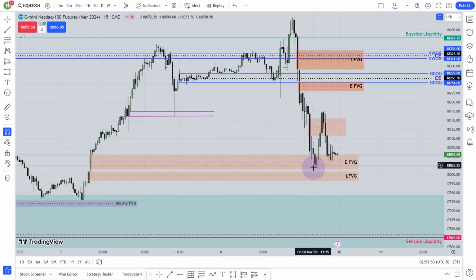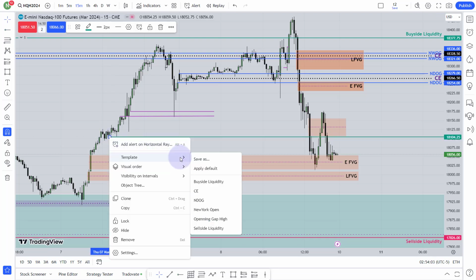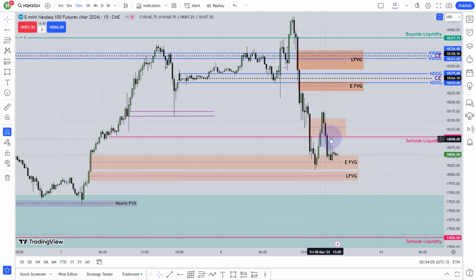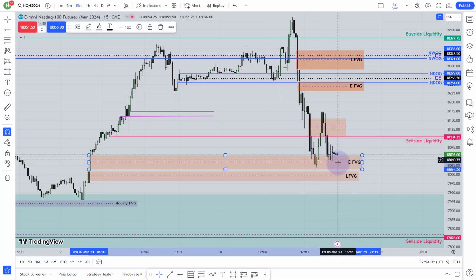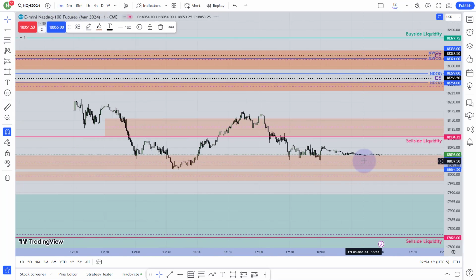Okay, so price came here and took the liquidity. I marked that liquidity earlier, if you remember, that was my relatively equal lows. So that was my sell side liquidity. After taking that sell side liquidity, the market reached that entry fair value gap. When it reaches that entry fair value gap, then you have to look for the setup. Now how do you look for the setup? You have to go to the 1 minute chart.